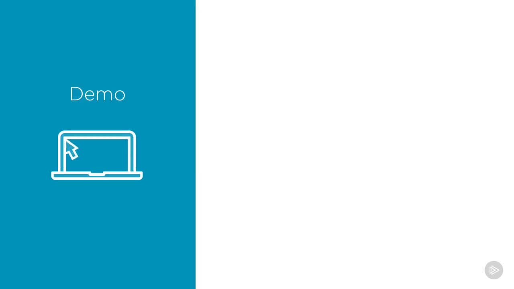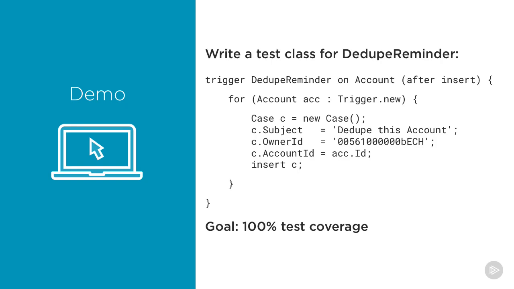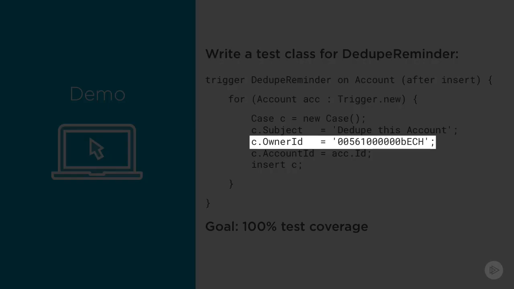The final test class of this module is your homework. Write a test class that gets 100% code coverage for our dedupe reminder trigger. Note that your dedupe reminder trigger might have a different owner ID hard-coded within it.